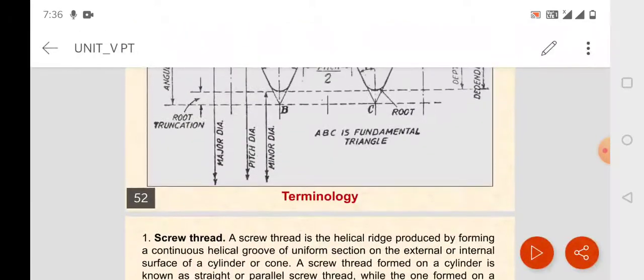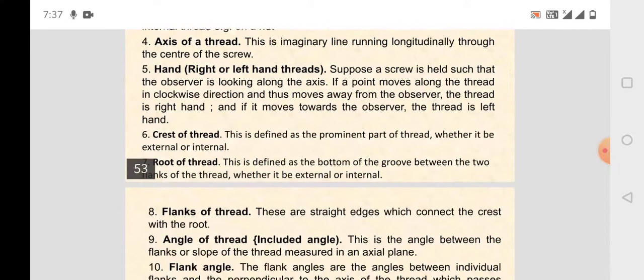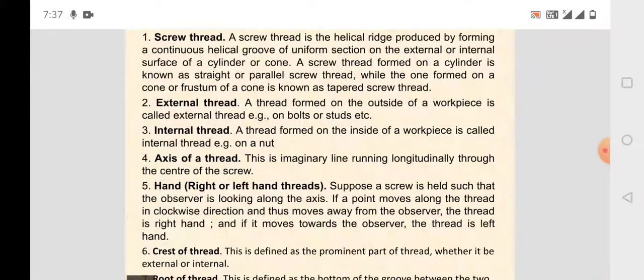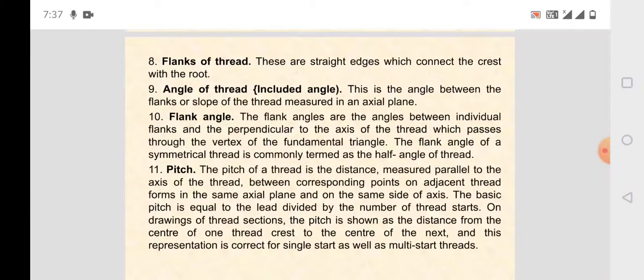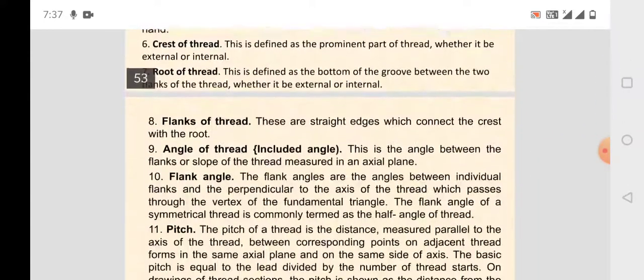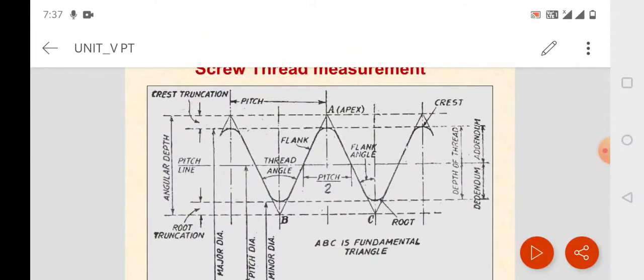Then crest, we have already seen crest. This is the crest, the upper portion of that thread. Then the root is the lower bottom of the groove. Then flank is the straight edge which connects the crest and the root. So this is the flank, this inclined surface of the screw. Then pitch is there, flank angle is there. Flank angle is the angle between the line perpendicular to the pitch line and the inclination of the surface. This total is the thread angle. Half of this is known as the flank angle.